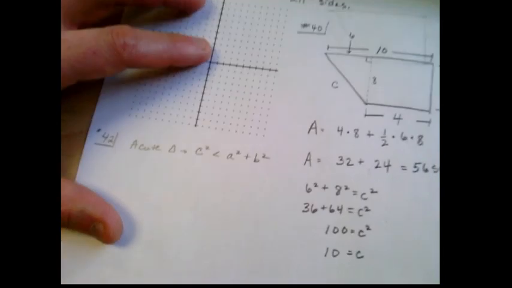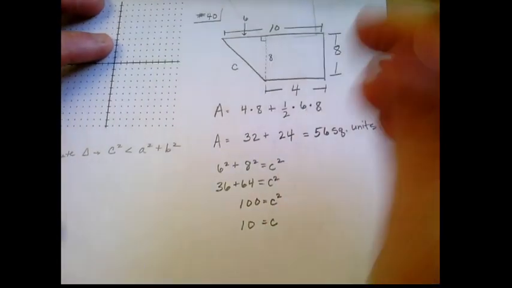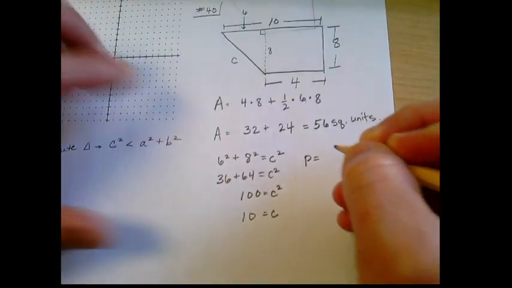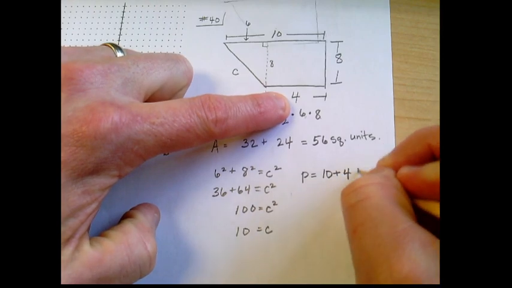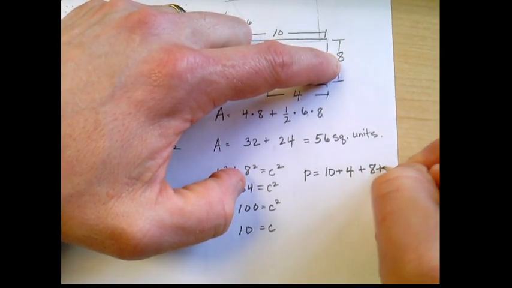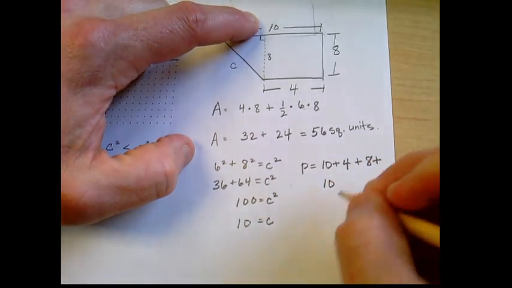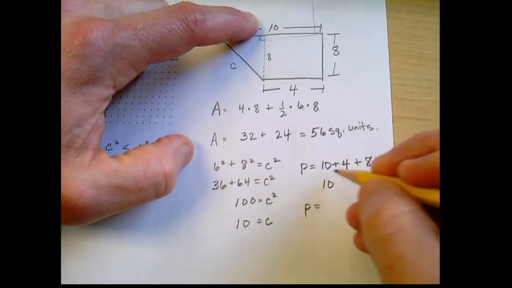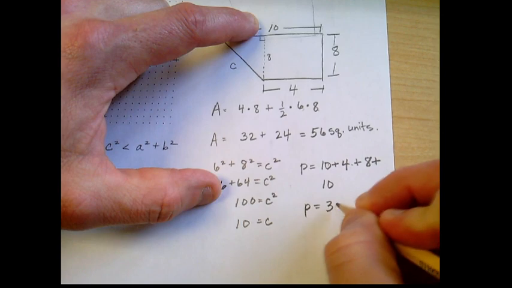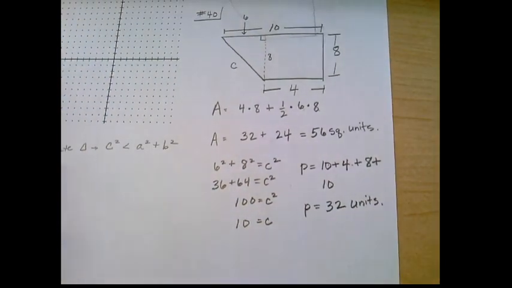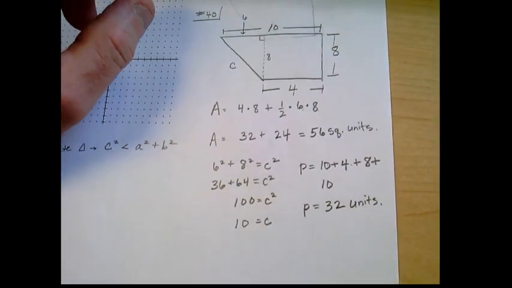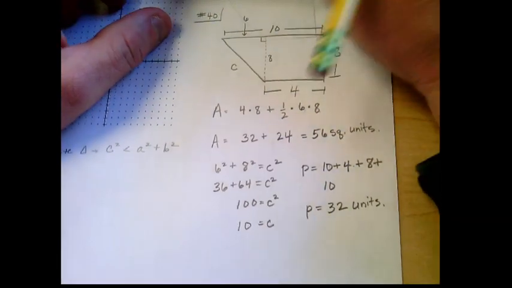Okay? Now, to get the overall perimeter, I'm going to go ahead and do this. I've got a length of 10 here, a length of 4 here, a length of 8 here, and a length of 10 here. And so in total, my perimeter, 24, 32, is 32, and I'm going to put down units. It's not square units because it's not an area, just units. Could be length, feet, meters, we have no idea. Okay? So that is number 40, perimeter and area.